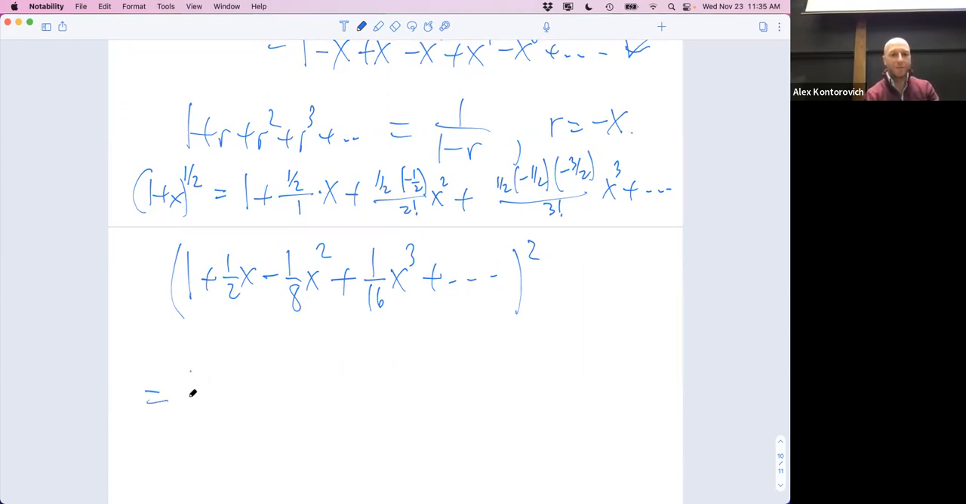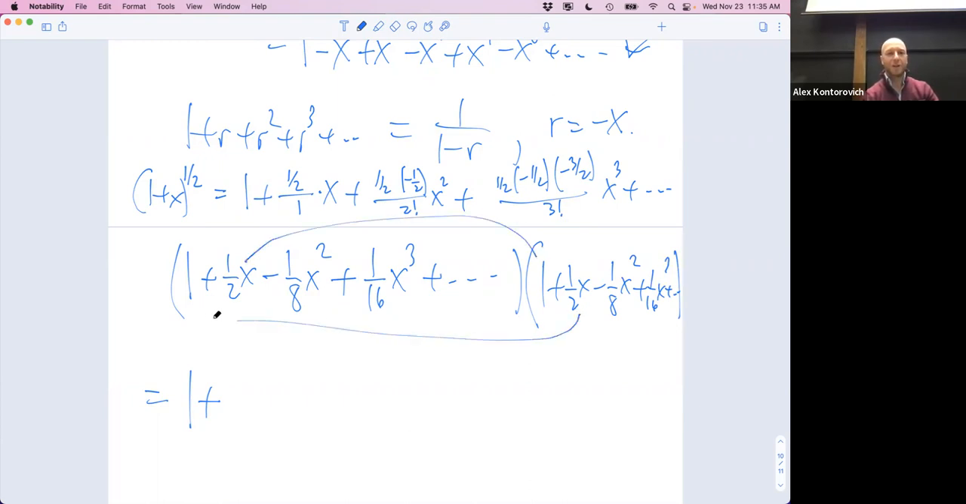So let's see. I square it, I get a 1. I'll get an x. What are the x terms? How can I get an x? So I have this times itself. Let me multiply it by itself: 1 plus 1/2 x minus 1/8 x squared plus 1/16 x cubed, and so on. So how do I get an x term? I can do 1 times 1/2 x, or 1 times 1/2 x. Well, that's 2 times 1/2 x. So far, so good.